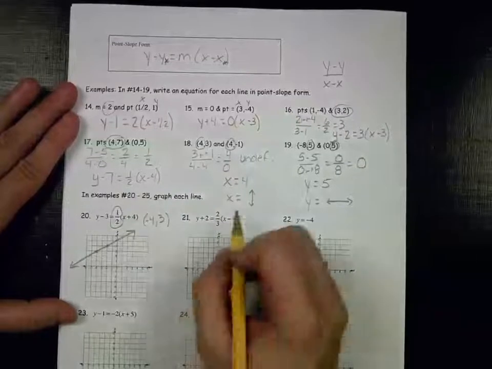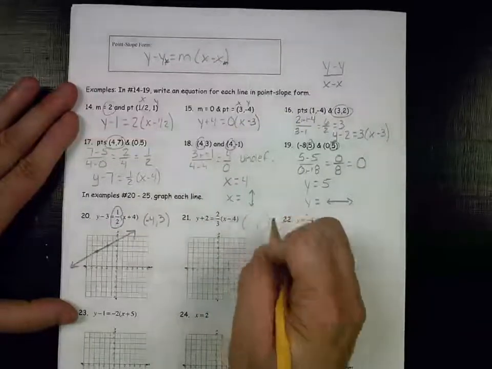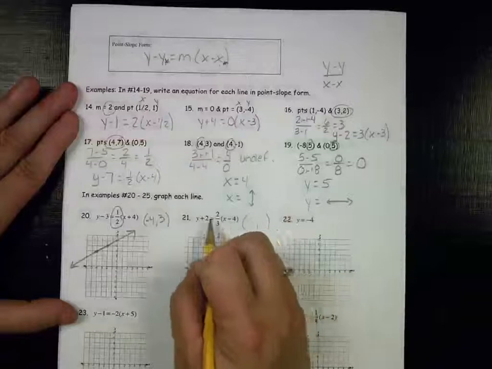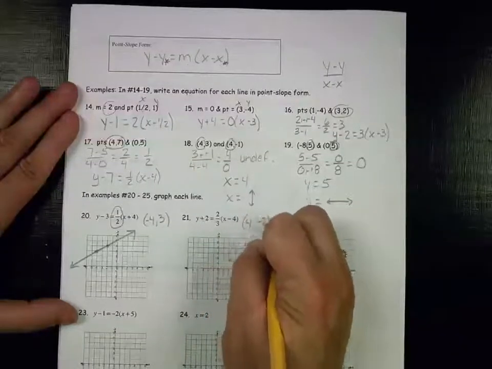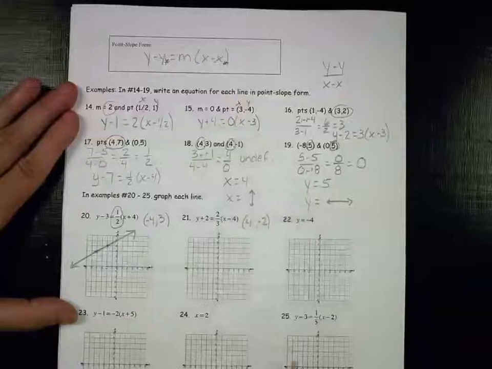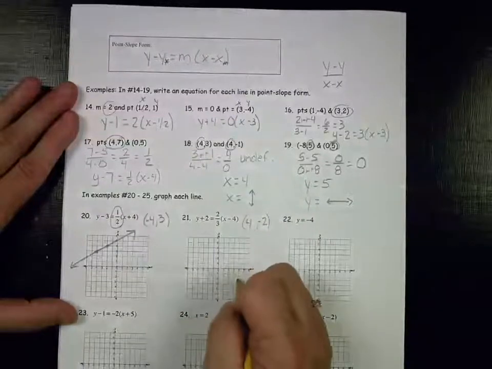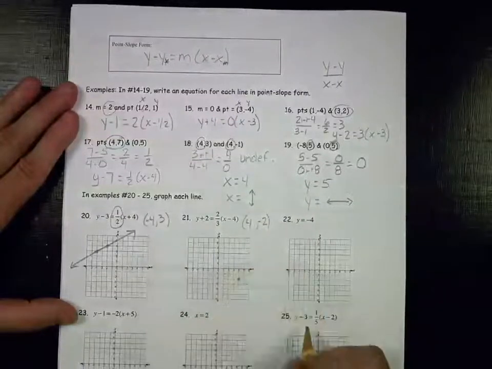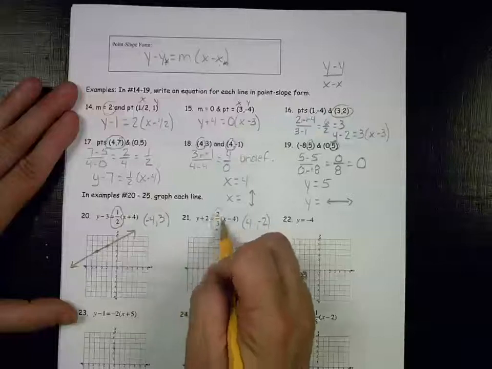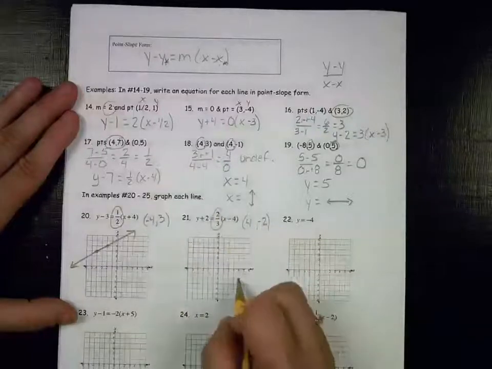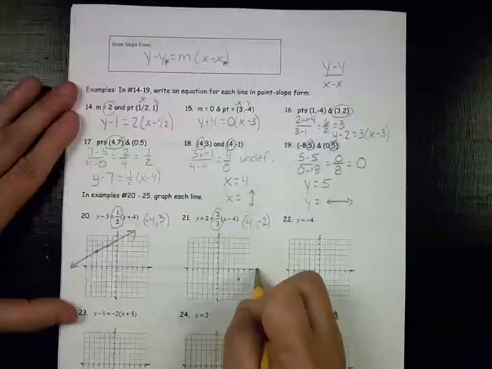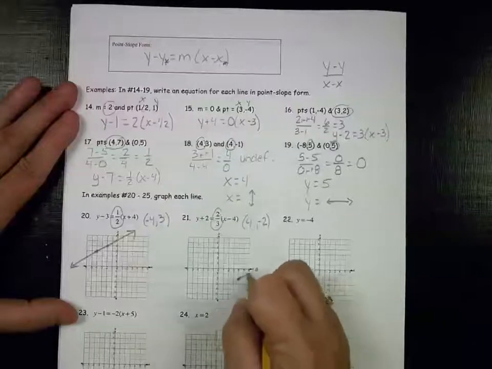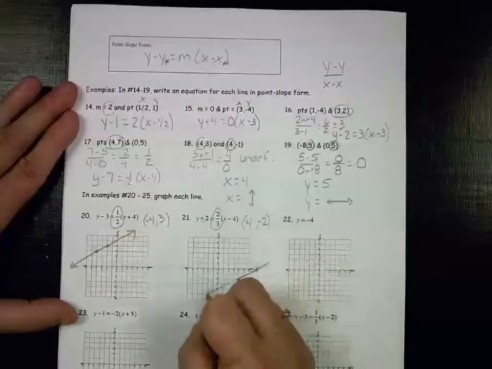Number 21, getting our point. We have to do opposite. So our point will be 4, negative 2. Go over 4 and down 2. Our slope is 2/3. So from that point you go up 2 and 3 to the right, and your line is right there.